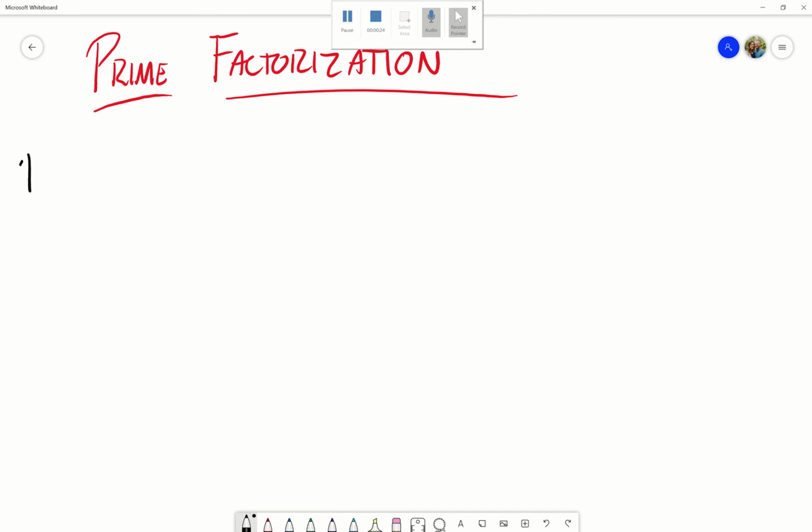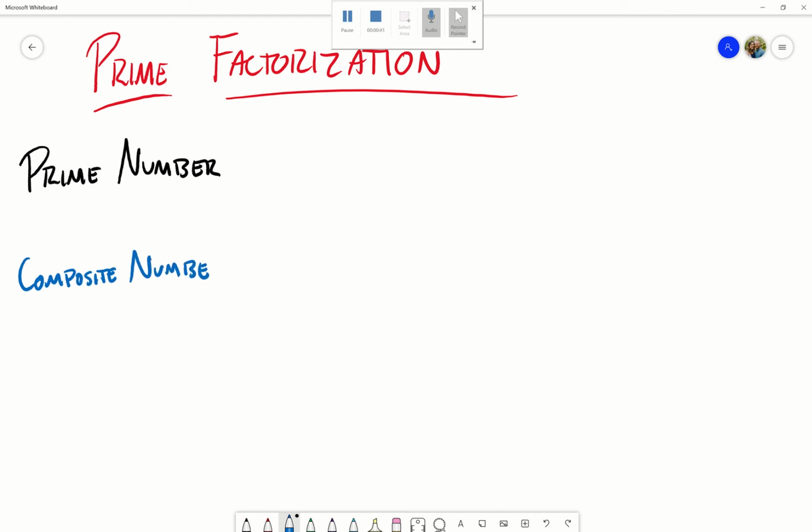One of them is prime number. We have a composite number. And then we have prime factorization. All right, prime number, composite number, and prime factorization. Remember to be writing these down in your notebook so you can look back at them and know what we are supposed to be doing.